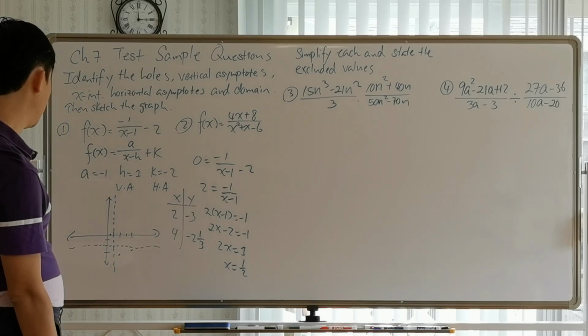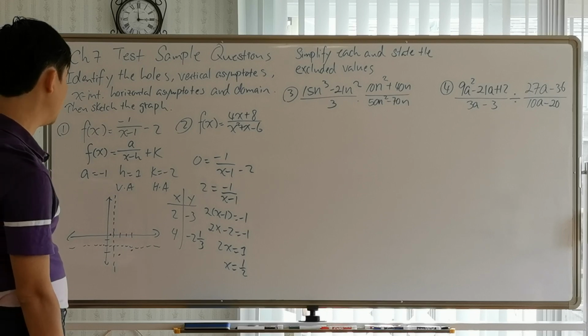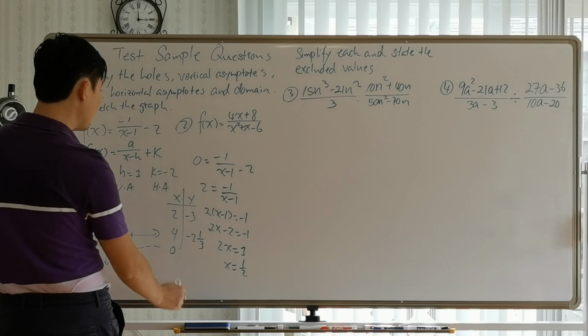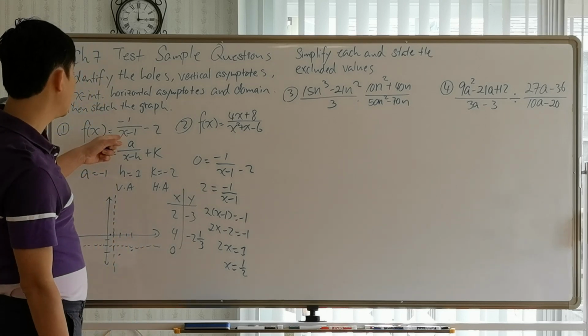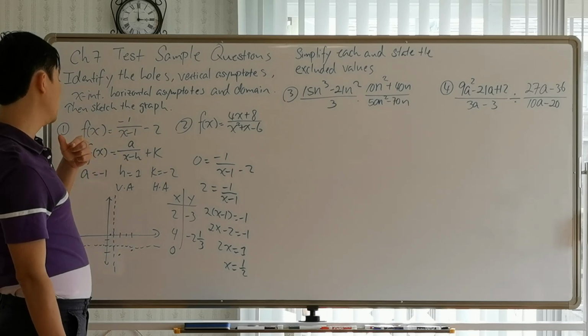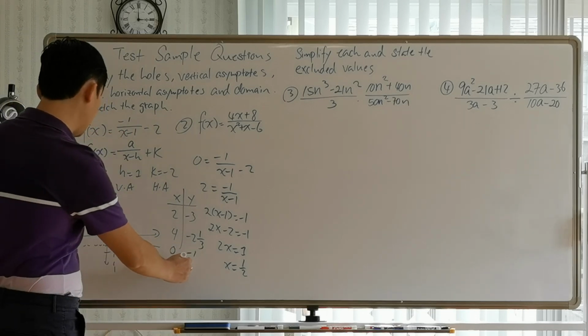And now let's see what else. What about for the y-intercept? For the y-intercept, that means we want to set x equals 0. So plug in 0 for x, so 0 minus 1, negative 1, negative over negative, positive. So 1 minus 2, negative 1, so 0 comma negative 1.